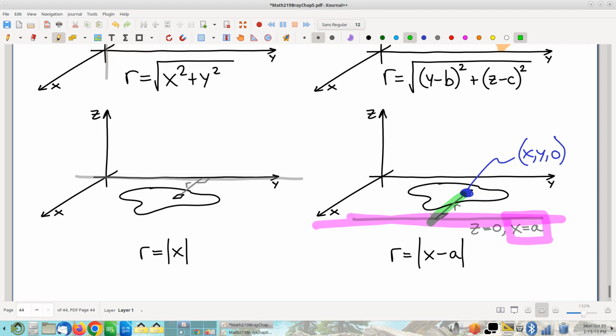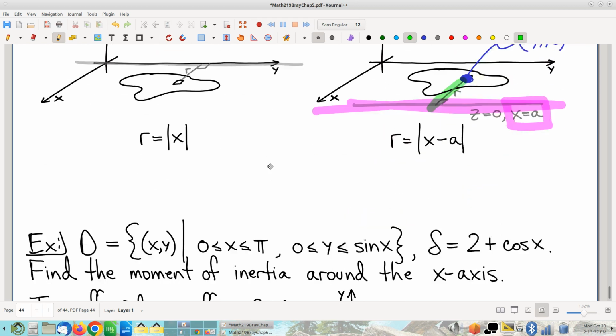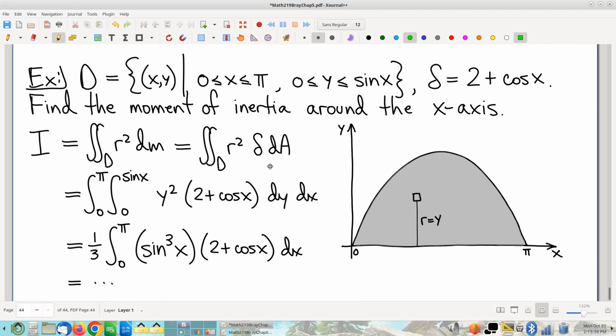The only trouble is that it's not immediately clear which side of the line I am on, and what I don't want is to end up with a negative value for distance. That doesn't make any sense, and so absolute values. Is that cool? Everybody happy? All right. Okay, so let's see an example.